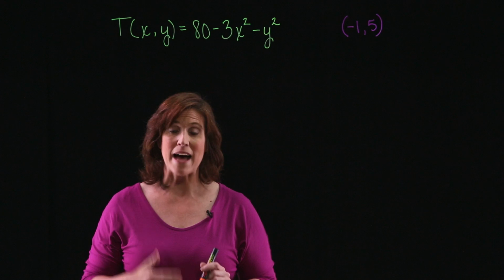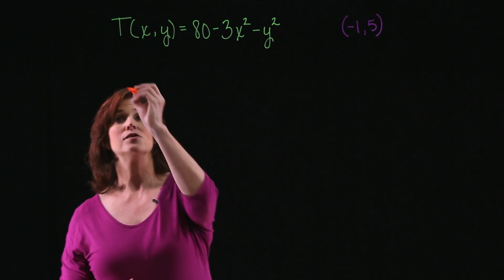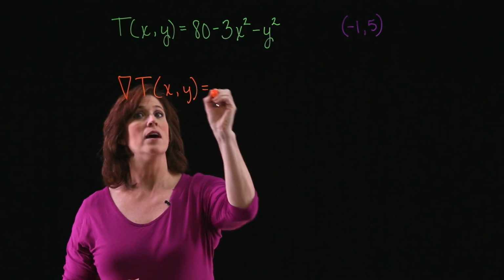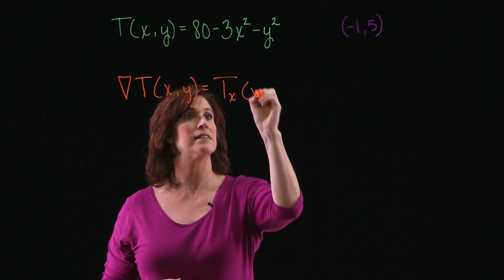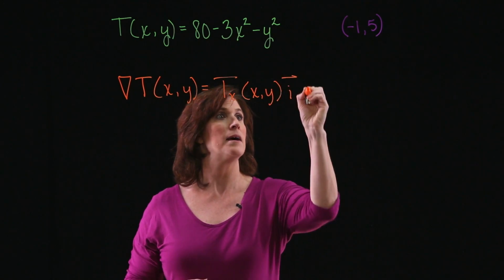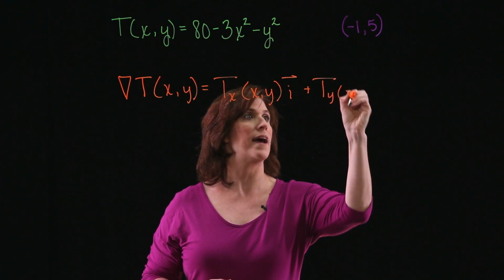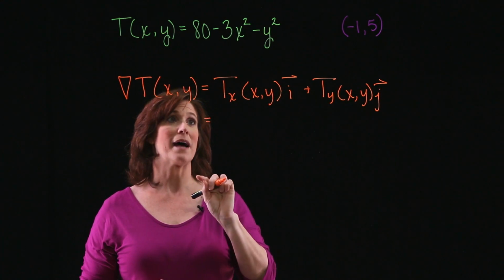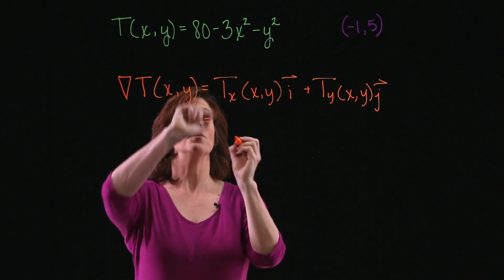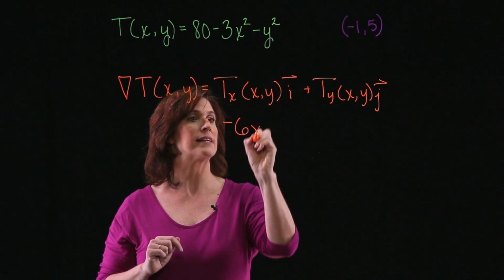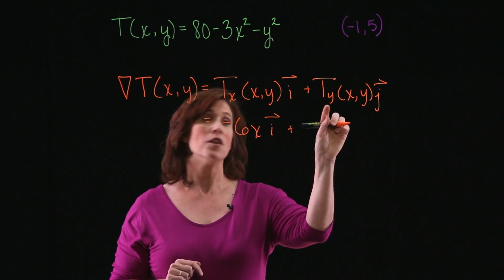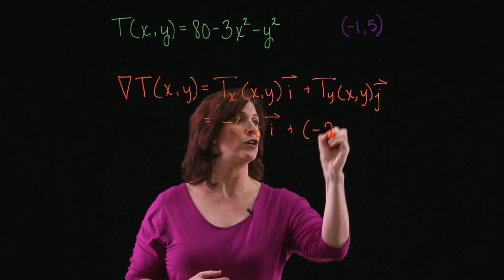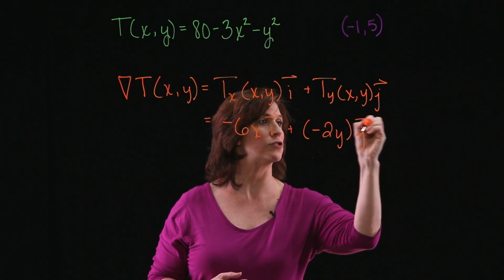We can find the direction of maximum increase by looking at the gradient. So we'll look at the gradient of T(x,y), which is going to be the partial with respect to x of T(x,y) times vector i, plus the partial with respect to y of T(x,y) times my vector j. My partial with respect to x, again, I'm treating y as a constant, so that's going to be a minus 6x times my vector i. The partial with respect to y, I'll treat x as if it's a constant, and so I'll have a minus 2y, and that's times my vector j.